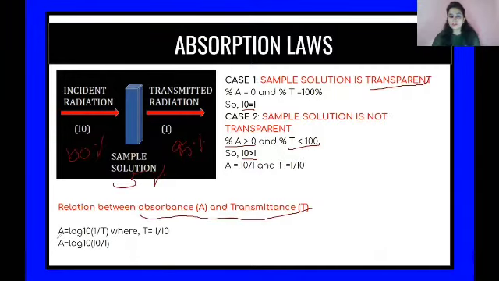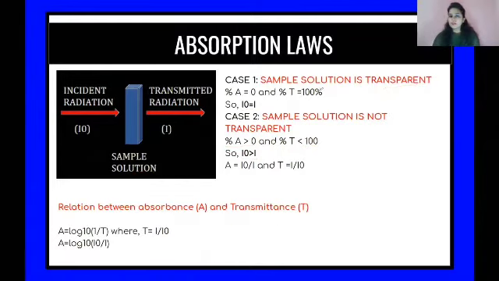We already know that A is equal to log 10 to the base 1 upon T. Now, T, for example, is transmitted upon incident. So 1 upon T will be what? The reverse of it, which is the incident radiation upon the transmitted radiation. So the value comes out to be A is equal to log 10 to the base I0 by I, which is the incident radiation upon the transmitted radiation.